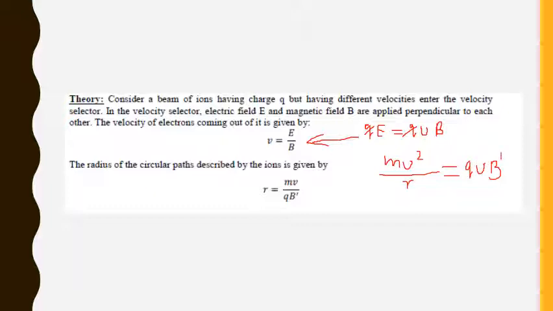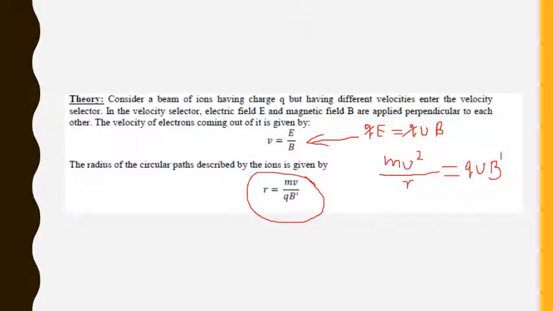That is why I have used B prime here. In the first chamber we have selected the velocity. Now in the second chamber, as we discussed, we applied some magnetic field. For the sake of understanding, I am taking a different magnetic field. Then it can be calculated: mv squared over r is equal to qvB prime, and r can be written as mv upon qB prime.